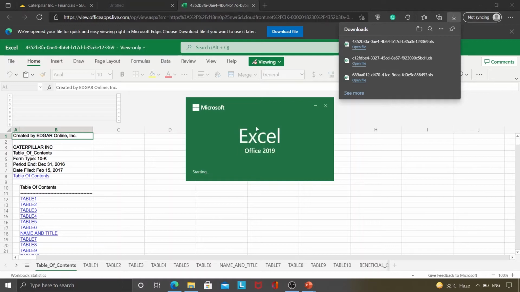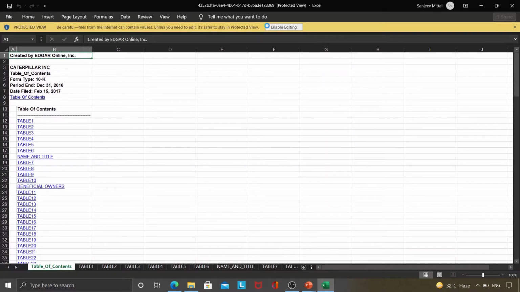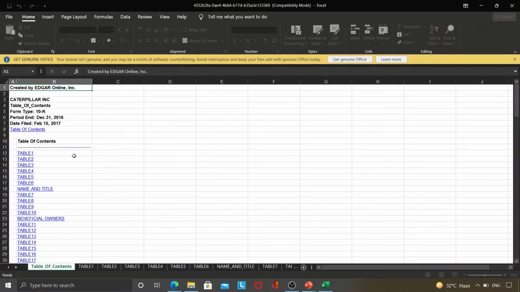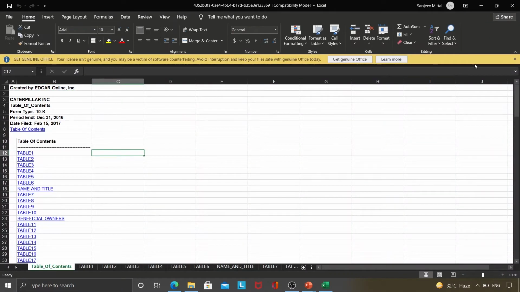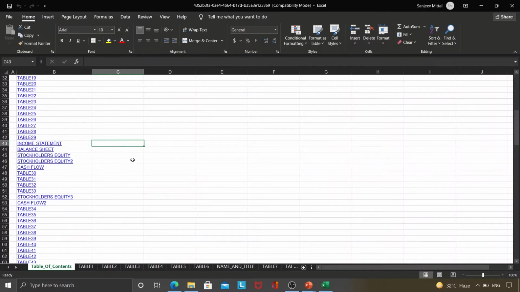This file is getting opened, and let's wait for a second, and this shall definitely get opened very soon. So I'm enabling editing here. Now, if you see the index of this file, you can simply see that inside the index of this file, there are income statement, balance sheet, and the cash flow, different things.